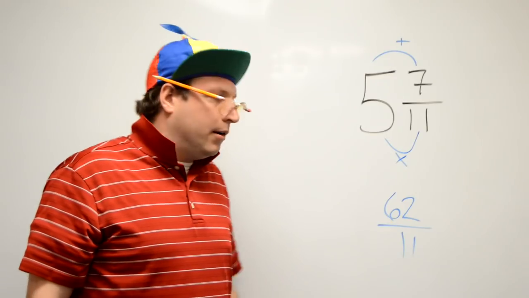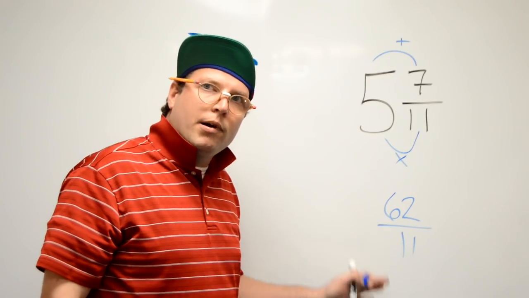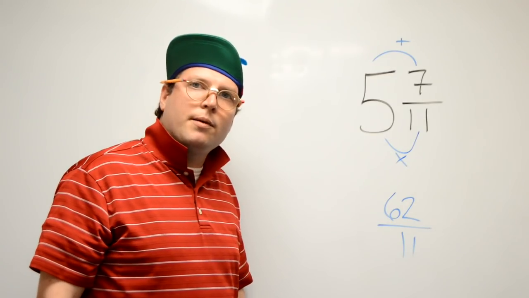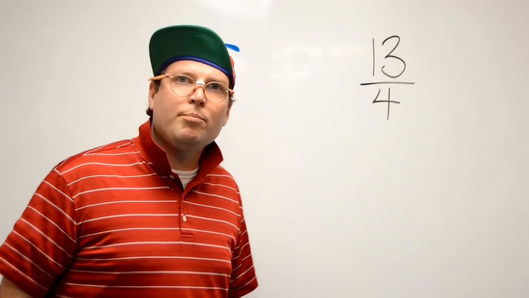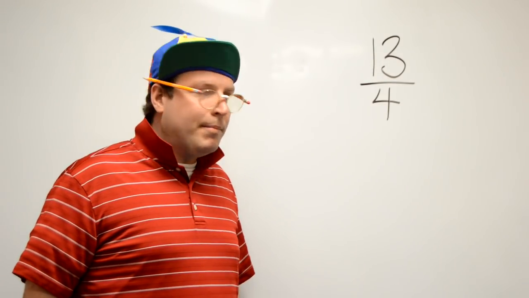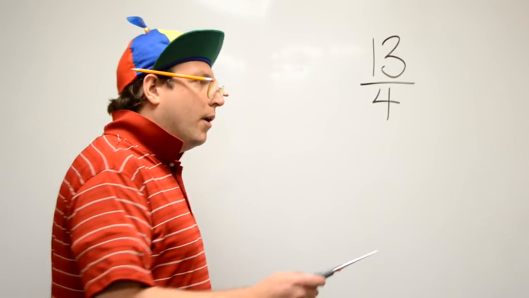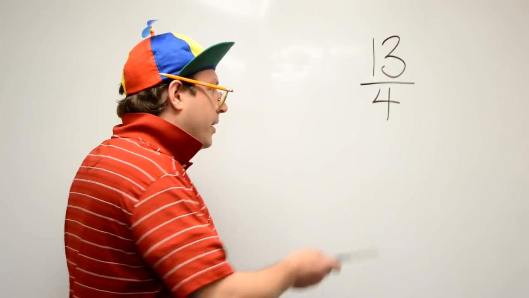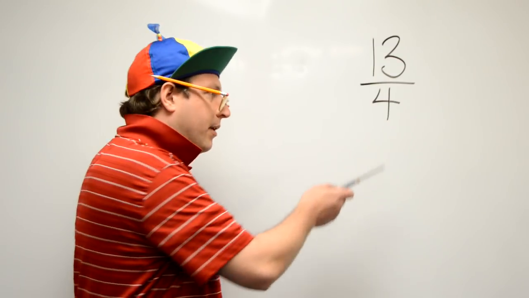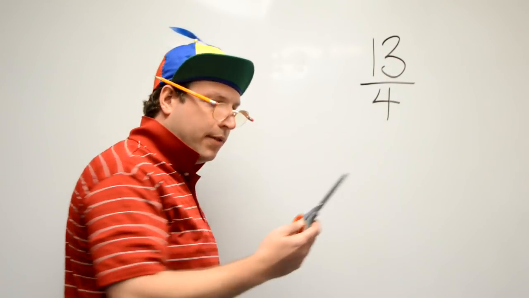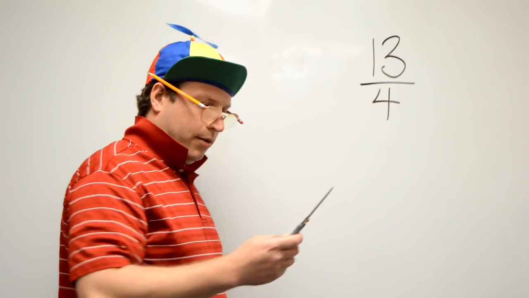And again, the top number is bigger than the bottom. That means it's improper. So now we have an improper fraction. We want to make this improper fraction into a mixed number. So the first thing we're going to do is see how many times this number goes into this.